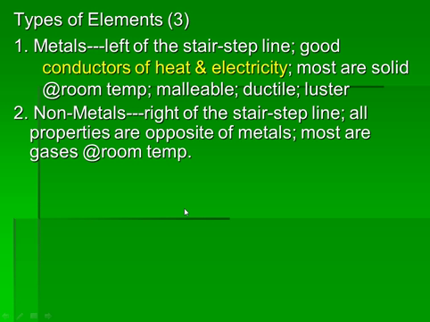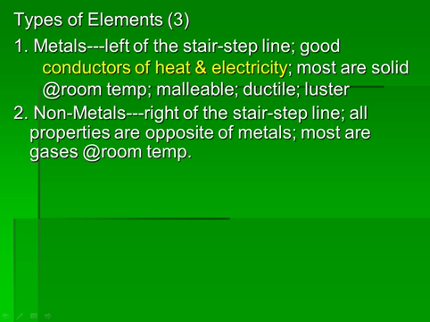So if it's not a metal, then what is it? Well, then it's a nonmetal. To the right of the stair step, all those elements are called nonmetals. All the properties are the opposite of metals. So what do we know about them? Well, they are not good conductors of heat and electricity. They are not malleable. They are not ductile. They do not have luster. Most of them, if they are solid, are brittle solids.